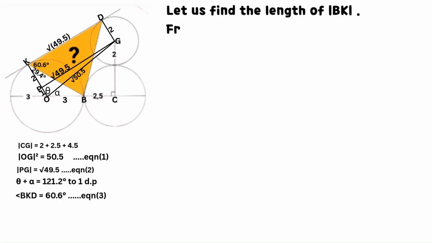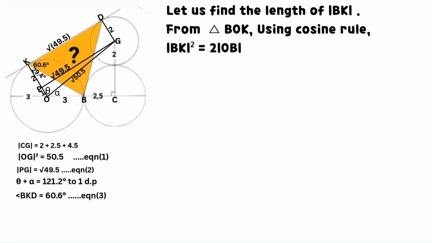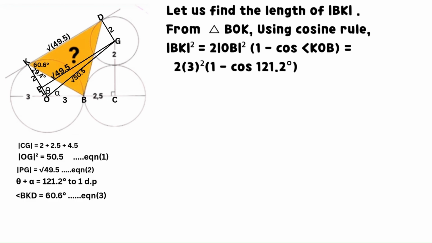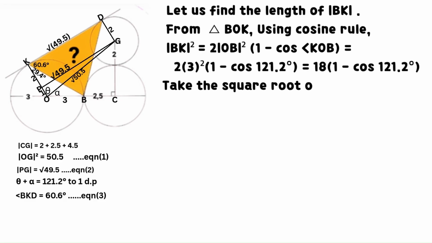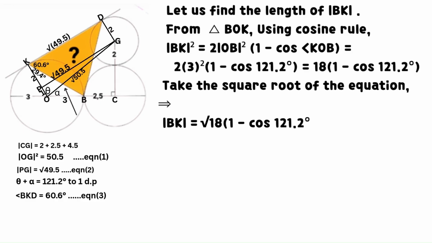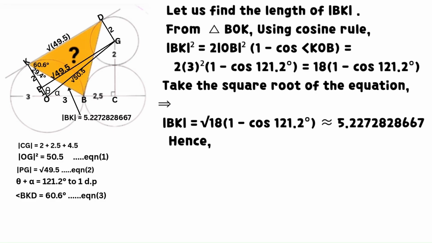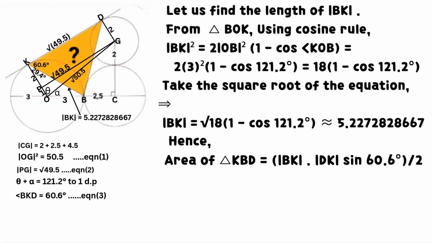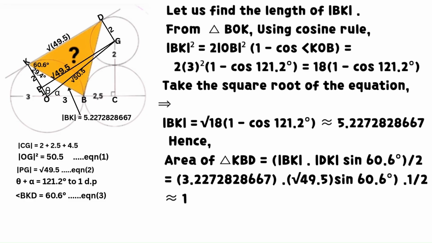Let us find the length of BK from triangle BOK. Using cosine rule, the square of BK equals 2 times the product of the square of OB and 1 minus cosine of angle KOB, which equals 18 times 1 minus cosine 121.2 degrees. Take the square root of the equation. This implies that BK equals the square root of 18 times, in bracket, 1 minus cosine 121.2 degrees, which approximately equals 5.2272828667.